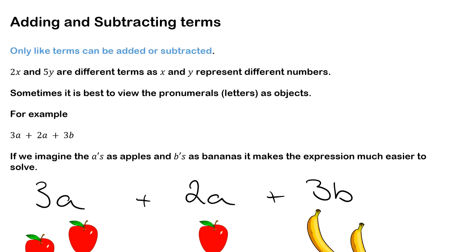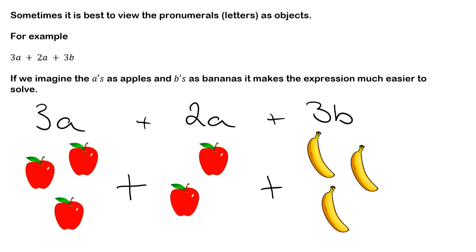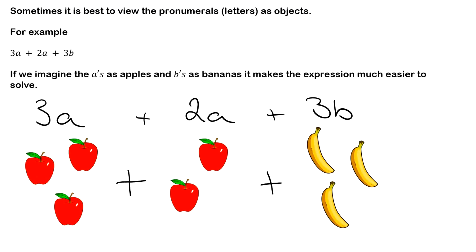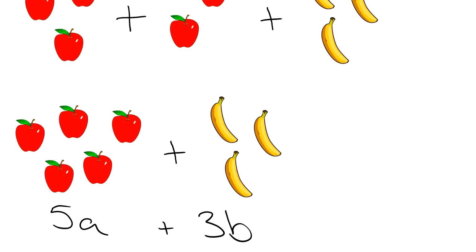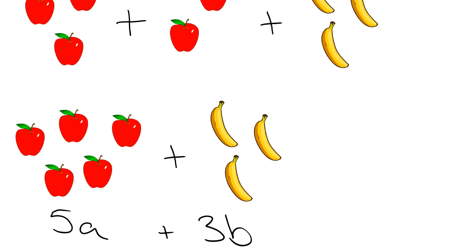Sometimes it's best to view the pronumerals, or these letters, as objects. For example, if I had 3a plus 2a plus 3b, if we imagine the a's as apples and the b's as bananas, it makes the expression much easier to solve. If I showed you what's on the screen now, 3a plus 2a plus 3b, and I said, well, how many apples and then how many bananas do I have? You can solve that. You notice that there's 3 apples and there's 2 apples, so we now have 5 apples, and we have 3 bananas.